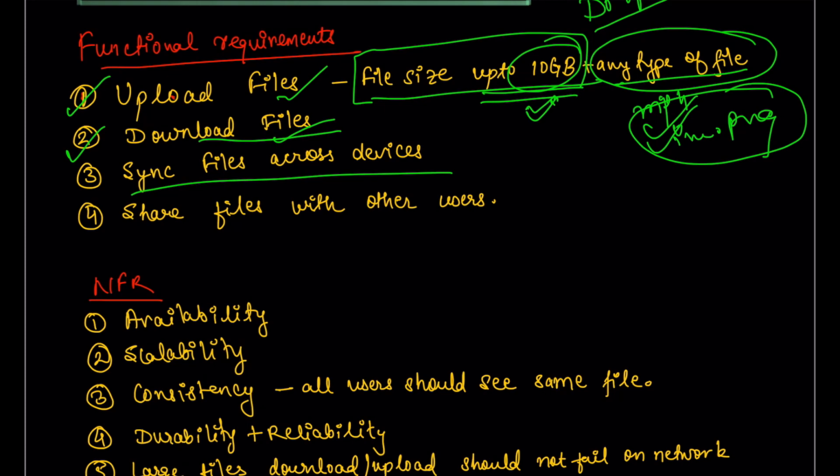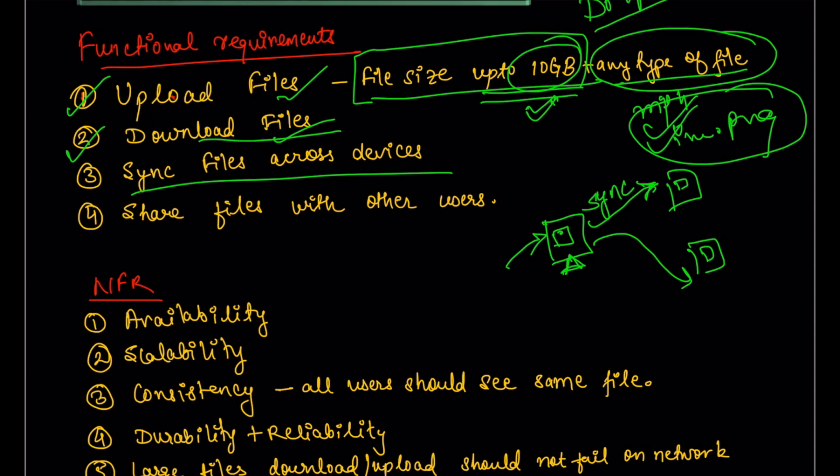Sync files across the devices. So assume a scenario that you own a laptop, okay, and then you have two phones. Whatever you upload here on this device should be accessible on the other device as well as soon as it is uploaded there. As you upload anything here, you should be able to see it, view it, or download it. So basically we are looking for a sync feature.